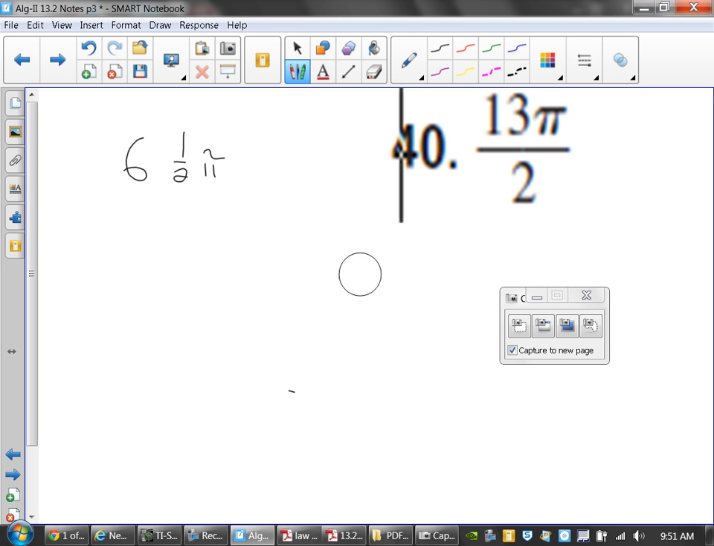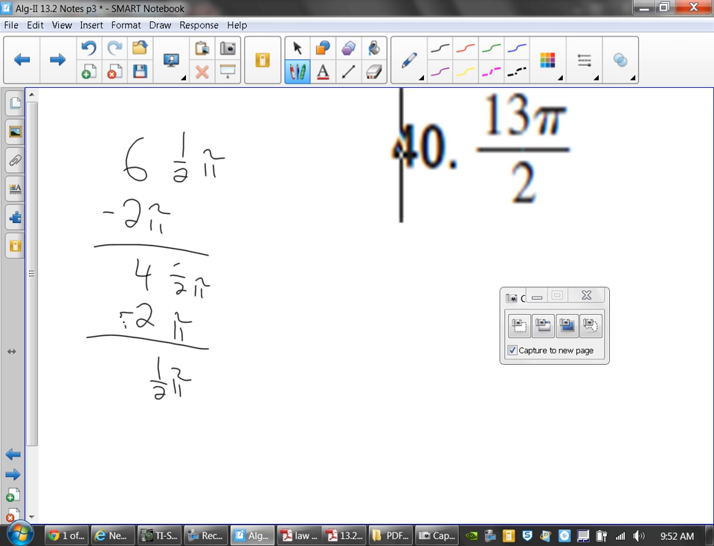What's happening here is, if I take out 2 pi, that's 1 revolution, right? I have 4.5 pi left. I'm not multiplying by any number of 360 here because I'm in radians. I'm going to graph it and find the coterminal angle. If I subtract out 2 pi again, I'm left with half a pi. Half pi is at 90 degrees.